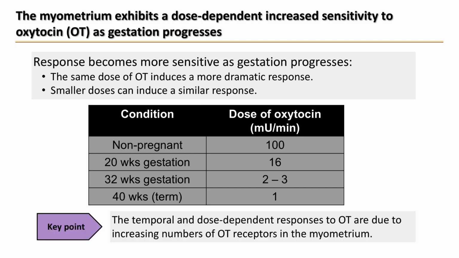Okay, so the key point to this is that the temporal and dose-dependent responses to oxytocin are due to increasing numbers of oxytocin receptors in the myometrium. Going back to one of the earlier slides where we talked about the estrogen and progesterone ratio, we believe this occurs because estrogen is known to upregulate oxytocin receptors, whereby progesterone is known to downregulate oxytocin receptors. Thus, although progesterone effects are evident during the first 32 weeks, we know that increasing concentrations of estrogen, potentially even estriol, which is the estrogen of pregnancy, may be helping to upregulate oxytocin receptors in this muscle.